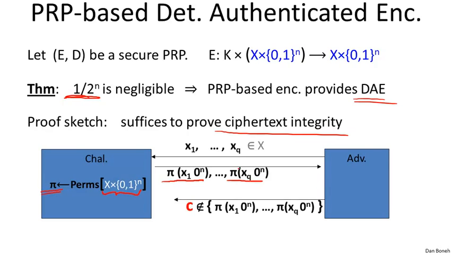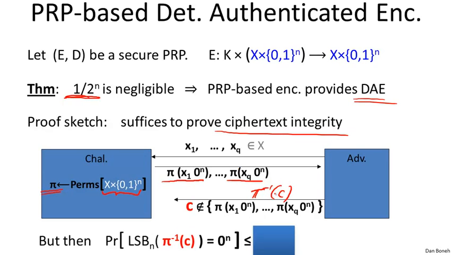And now what's his goal in the ciphertext integrity game? Well, his goal is to produce some new ciphertext that's different from the ciphertext that he was given, that's going to decrypt properly. Well, what does it mean that it decrypts properly? It means that when we apply pi inverse to the ciphertext C, it had better be the case that the n least significant bits of the result are all zeros. And the question is, how likely is that to happen?